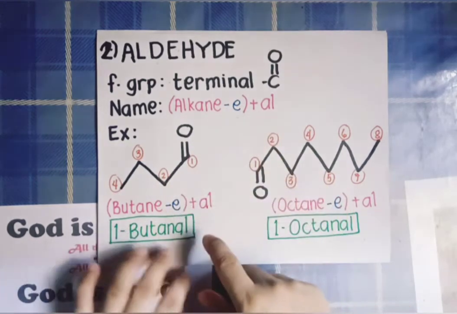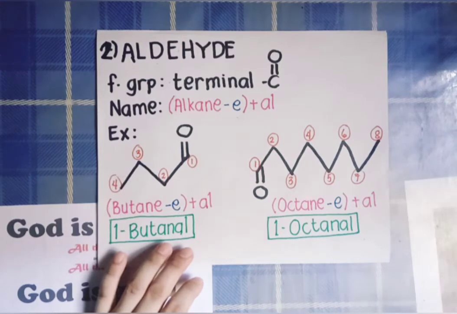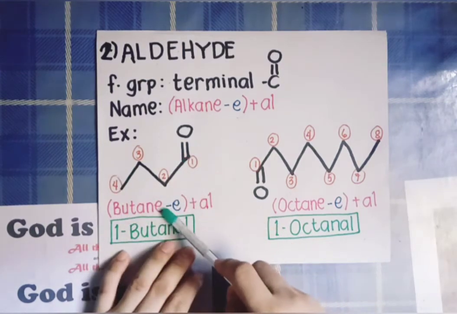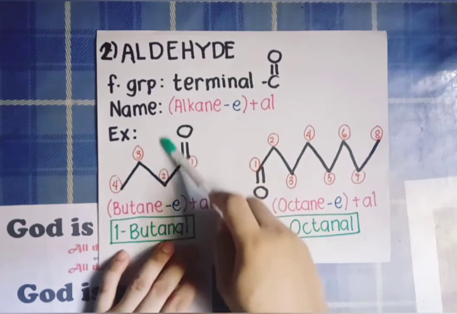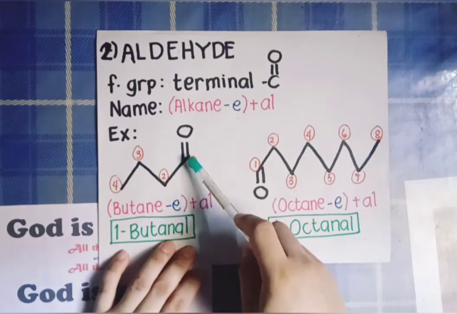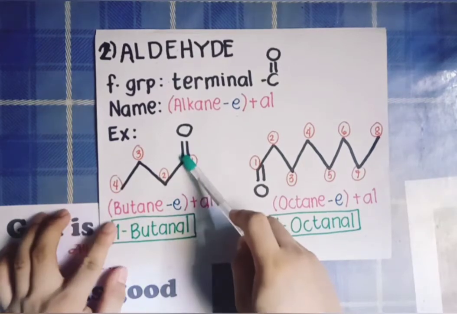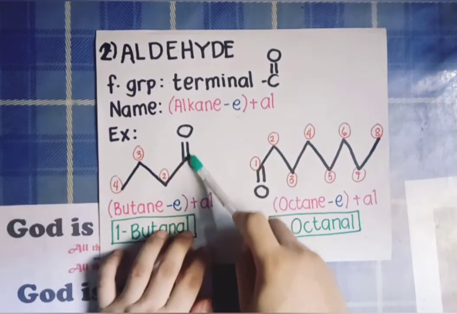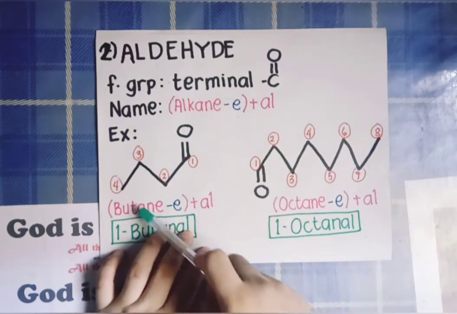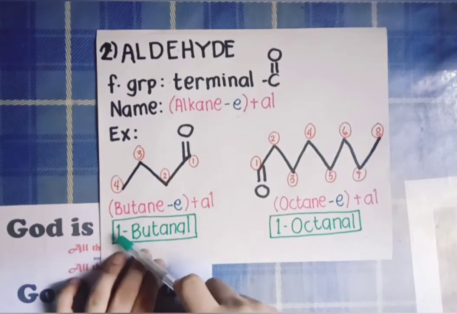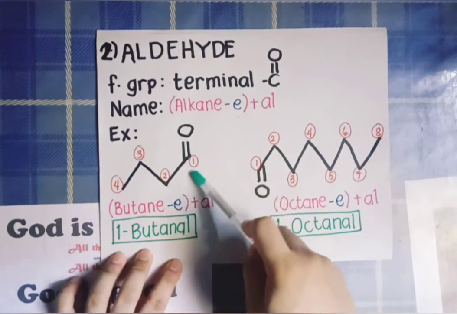For example, let's have here an organic compound with 1, 2, 3, 4 carbon atoms, and therefore its parent chain is butane. Okay, obviously this one is an aldehyde because our C double bond O can be found at the terminal side of this molecule. Remember that we have here two terminal sides, this side and this side. Now this C double bond O can be found at carbon number 1. And therefore, the name of this compound is butane minus E plus al, and that's 1-butanal. 1 because our C double bond O can be found at carbon number 1.